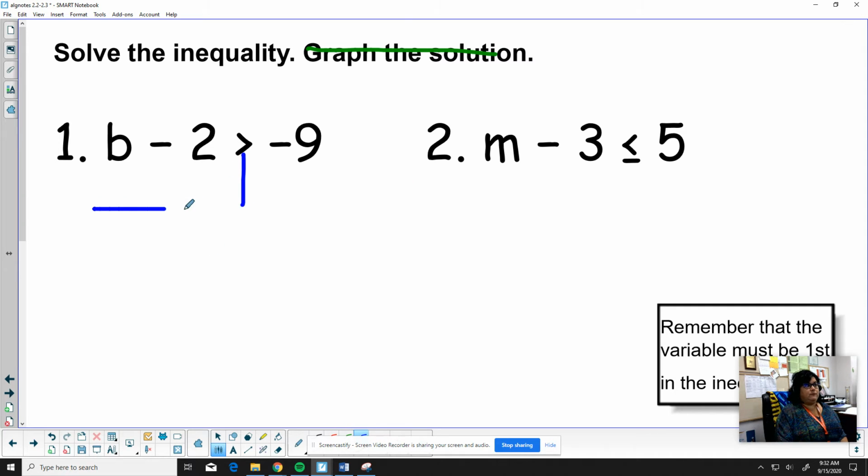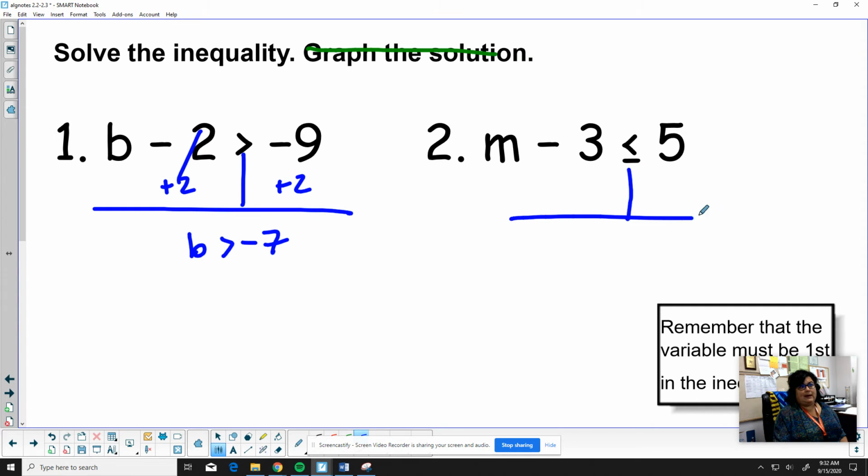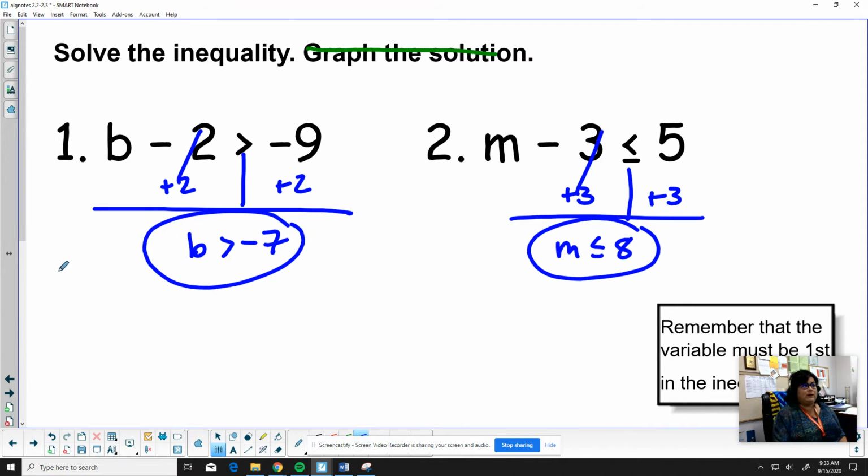All right, so for the first one, we're going to do plus 2 on both sides to get the b alone. And that's negative 7. There's no flip there because b is already in the front. And then here, we're going to add 3 to both sides, which gives m is less than or equal to 8. I hope you got at least one of those right, or I hope you tried one of them.